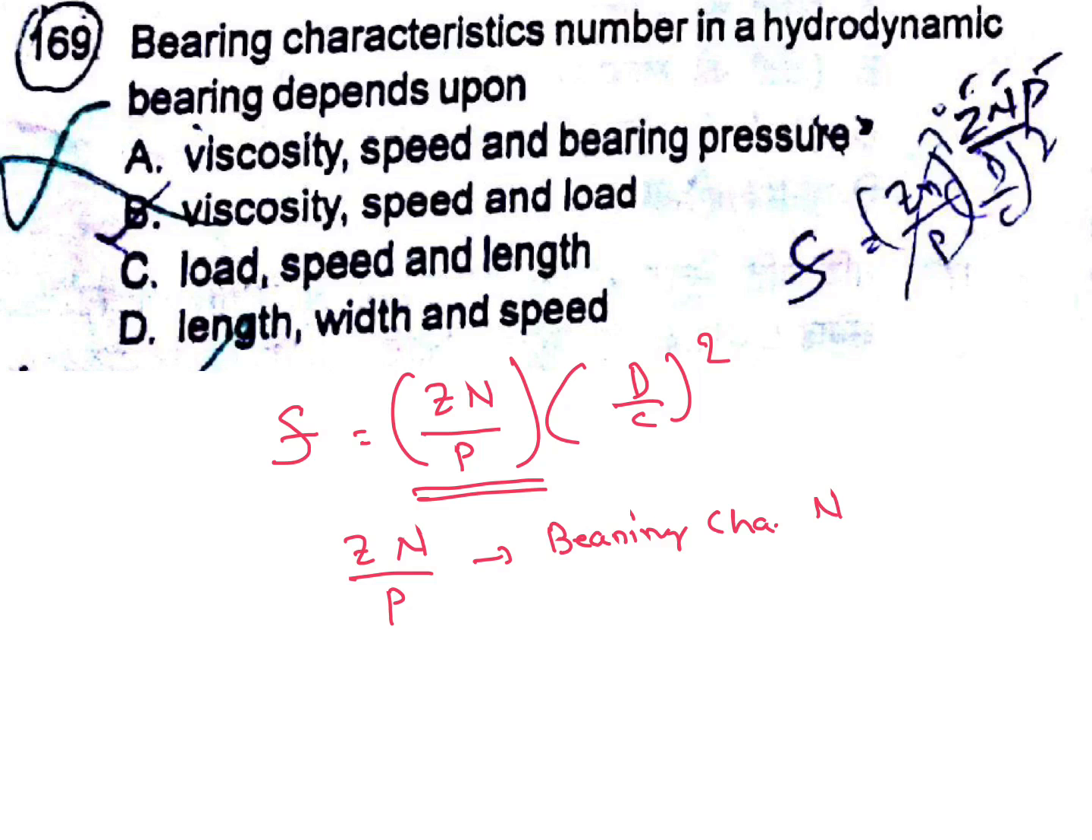Characteristic number. Here Z is viscosity, speed is N and bearing pressure is P. So bearing characteristics number depends on viscosity, speed and bearing pressure. A is the answer.